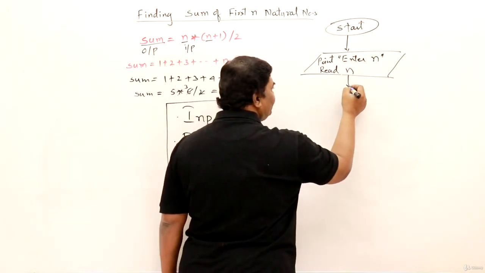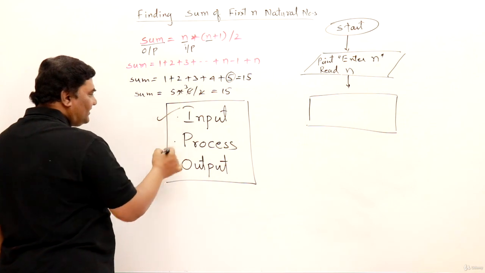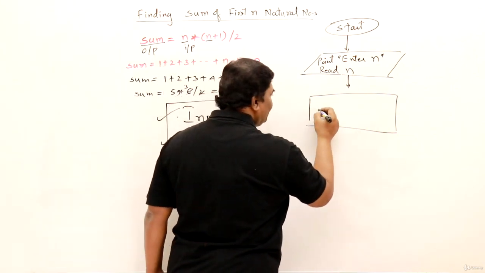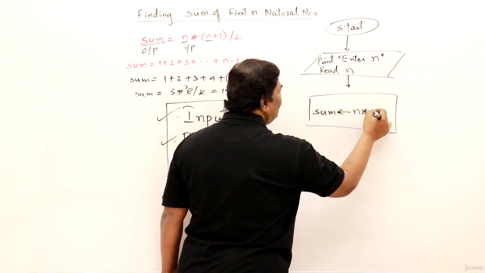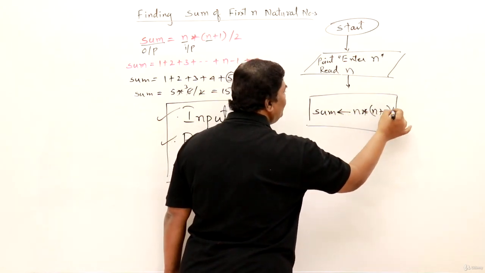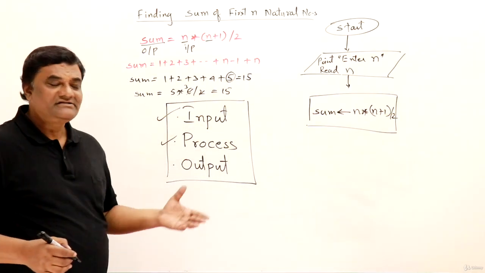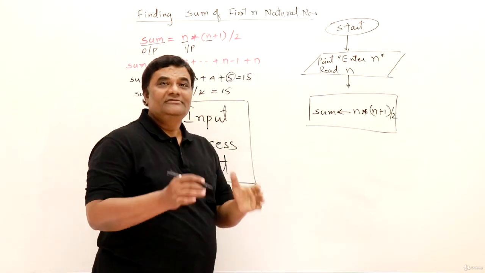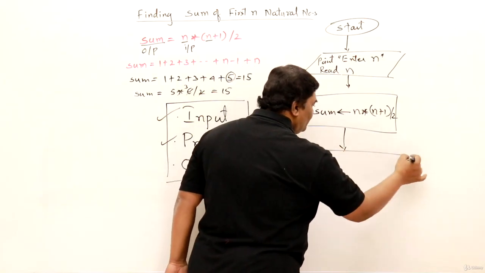The next step is process. So the second step is process. This input is over. Next is process. So what's the processing? Calculating sum. So how to calculate sum? Sum is assigned n into n plus 1 by 2. This is processing. The next step is output. So we have the result. Where is the result? In variable sum. So print that one. Then again an input output box.